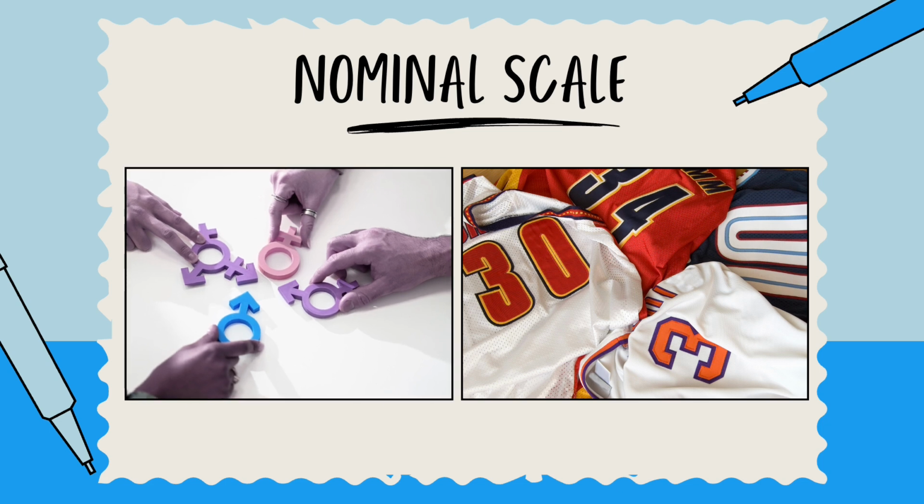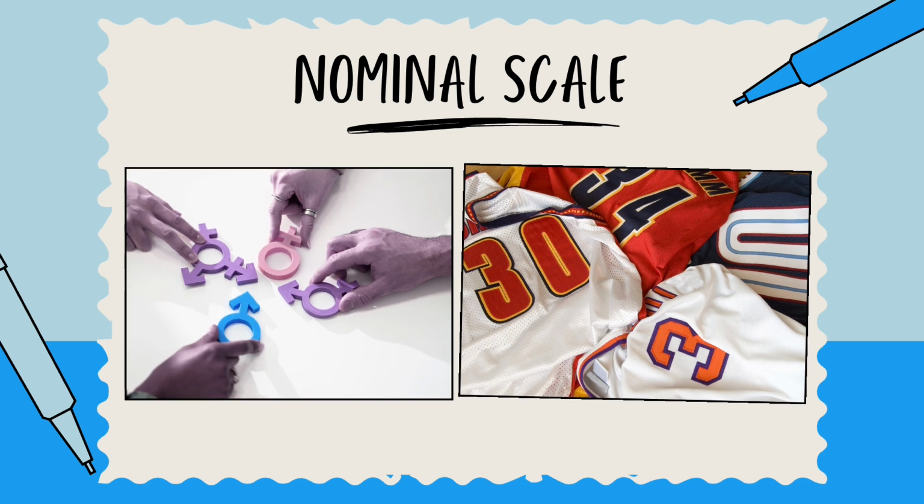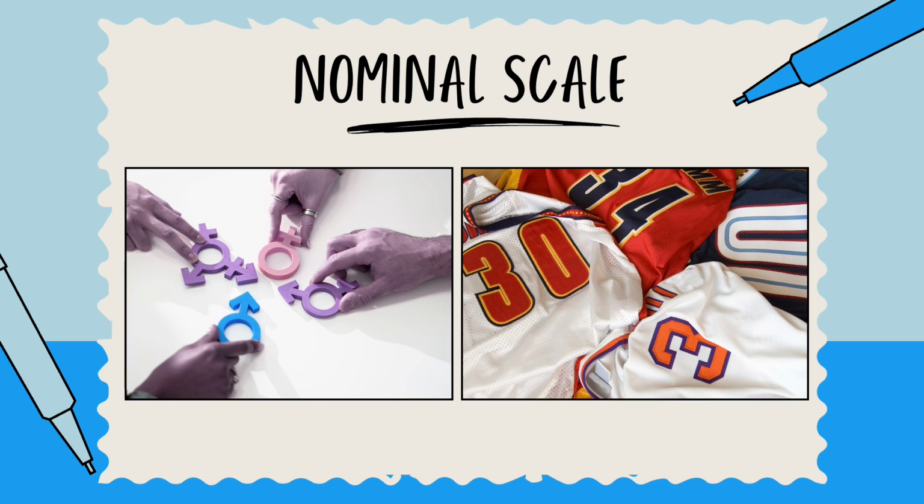For example, we have the gender preference of people and Jersey numbers. In Jersey numbers, numbers are being used not for the purpose of adding them, subtracting them, multiplying them, or dividing them. We are using the Jersey numbers for identification purposes, for naming people.